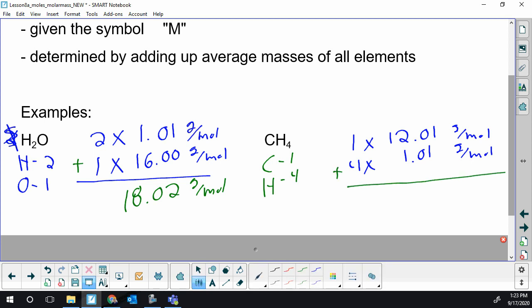And I've got to add up. Do the multiplication and then add up all the pieces. And this one is 12, 13, 14, 15, 16.05 grams per mole. Okay. Methane, the molecule, is a little lighter than 1 molecule of water. Okay. A mole of each of these is the exact same count, okay, but water is heavier. A mole of it is heavier.